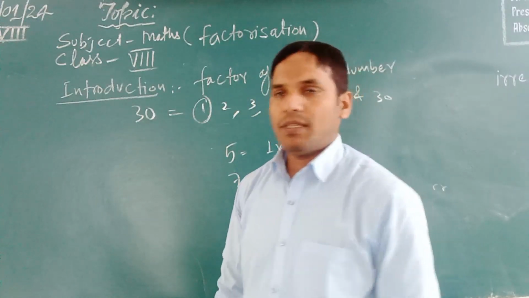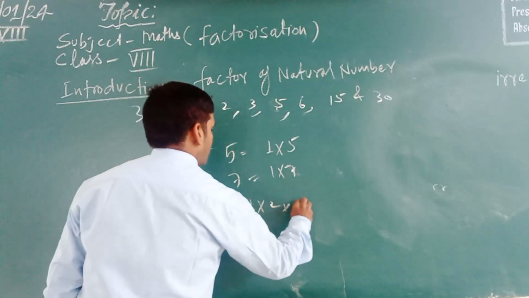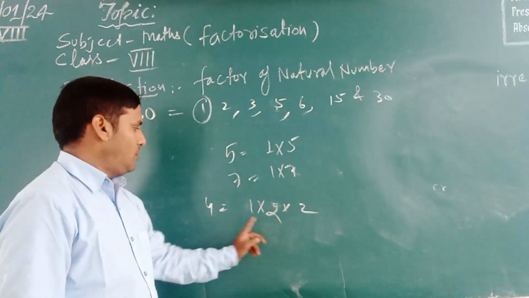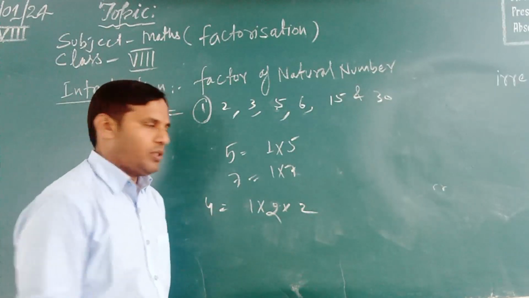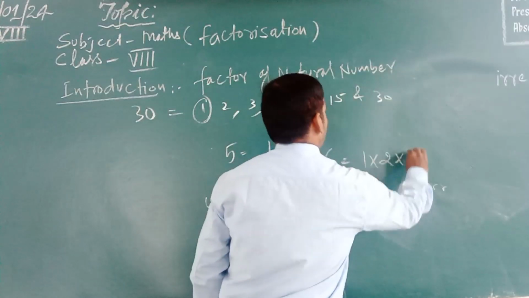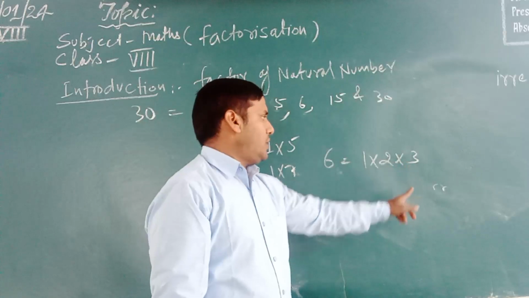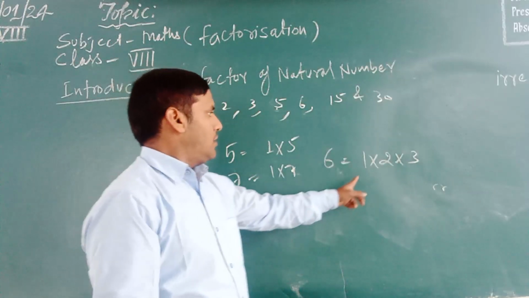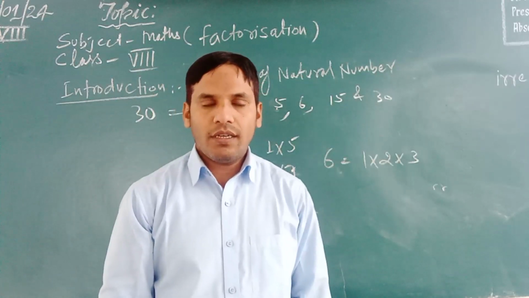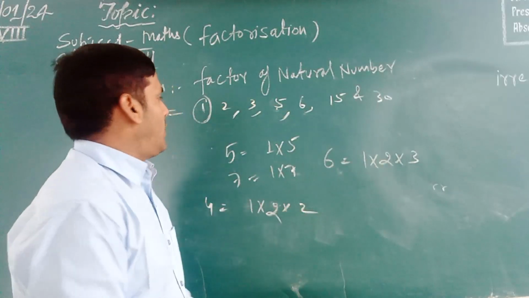The smallest composite number is, suppose, 4. We can divide it as 1 into 4, or 2 into 2. It has three factors, 1, 2 and 4. It is the smallest composite number. Suppose 6 is there. We can write 1 into 6, 2 into 3. So 6 has more than two factors. Any number which has more than two factors is known as a composite number. Is it clear? Okay.